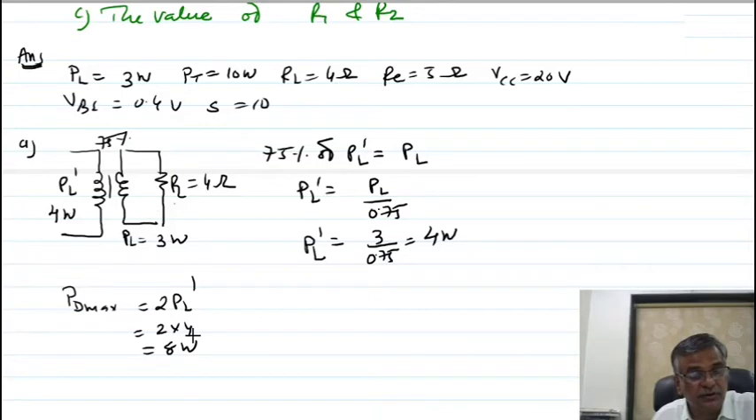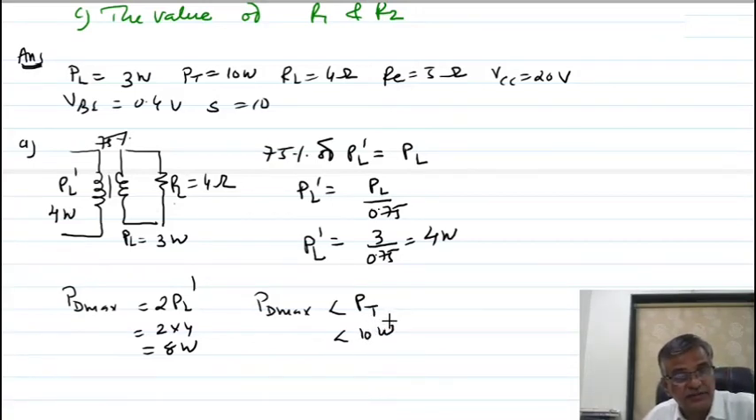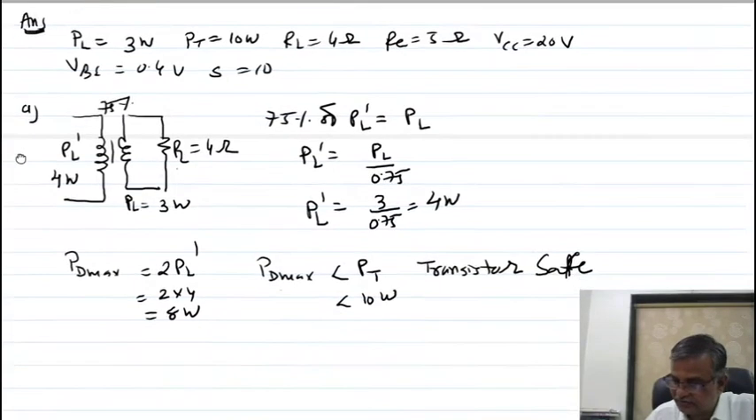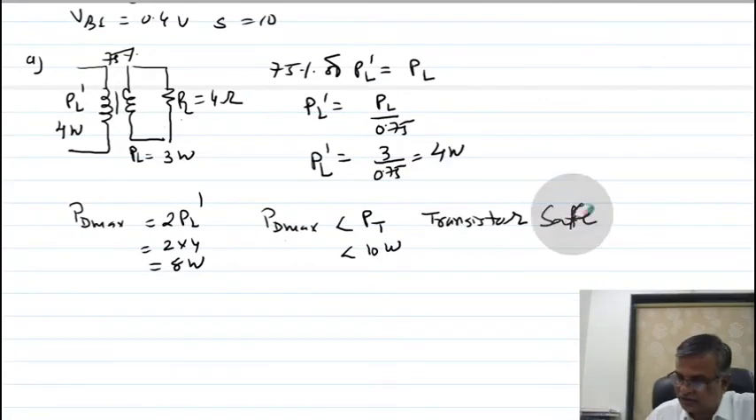We have to see whether our transistor is operated in a safe region or not. So you can see that here PD max is less than PT. PT you know is the maximum average power dissipation capability of a transistor. So if PD max is less than PT, the transistor is safe. It is operated in which region? Safe region. Transistor is operated in a safe region, you can say. Transistor is safe.